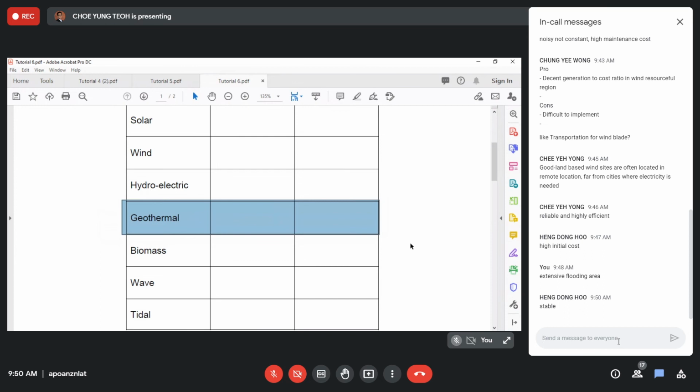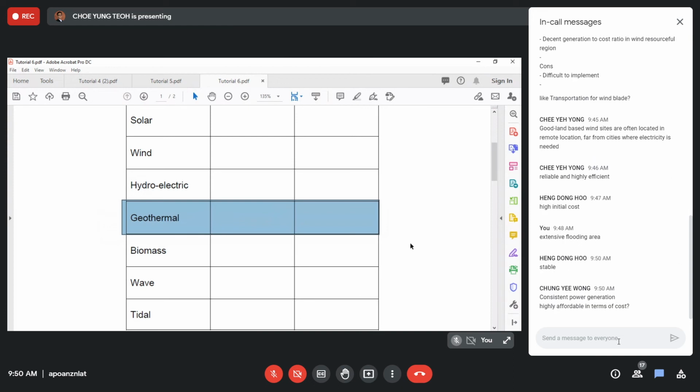Stable, yes, you have a very reliable and stable output, because the steam from the ground you can control properly and able to have a very high capacity factor. Okay, stable and high capacity factor is similar. Highly affordable in terms of cost. In terms of cost, yes and no. Initial cost is very high, but operating cost is very low.